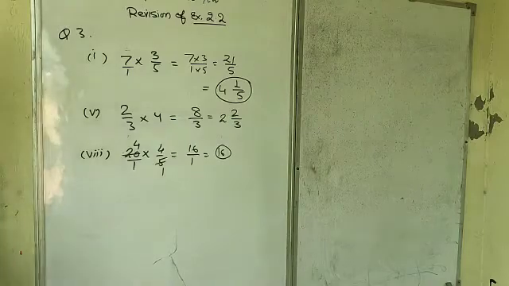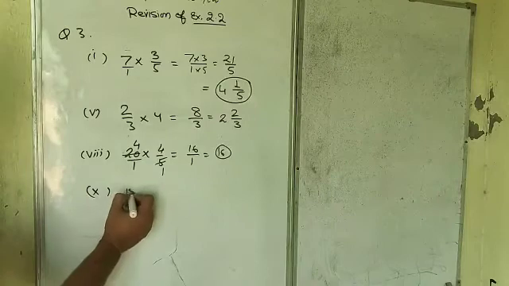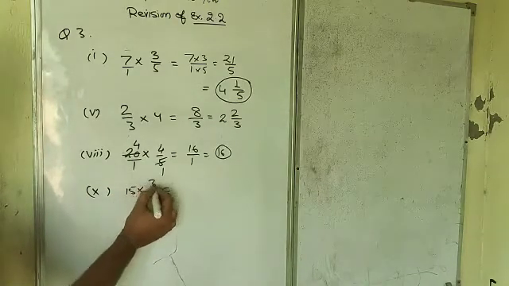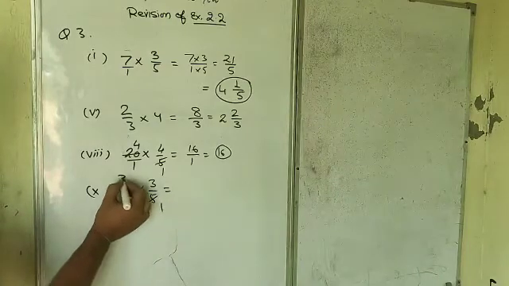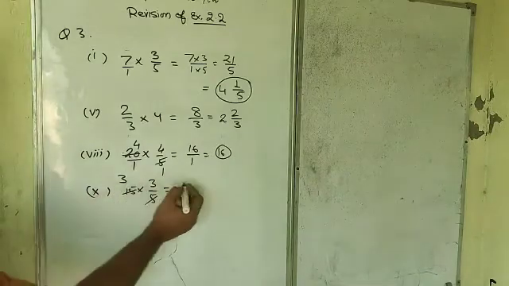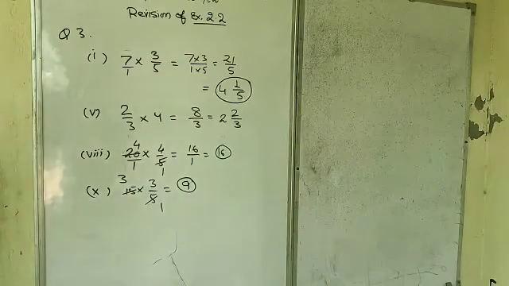One more is the 10th. 15 multiplied by 3 by 5. So 5 1s are 5, 5 3s are 15. 5 1s are 5, 5 3s are 15, they come in the multiples of 5. So 3 3s are 9. So this is your question number 3.